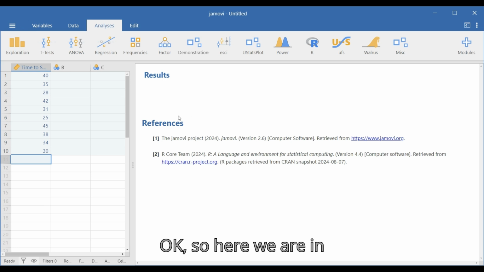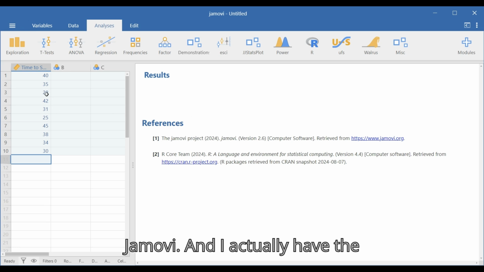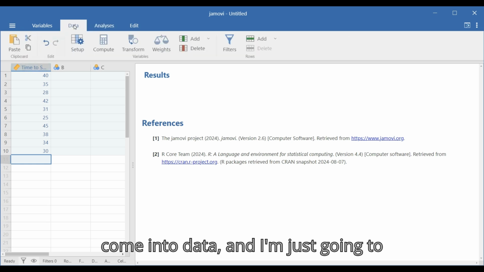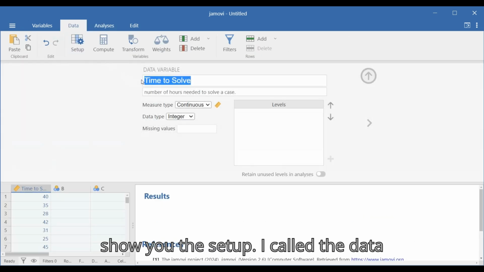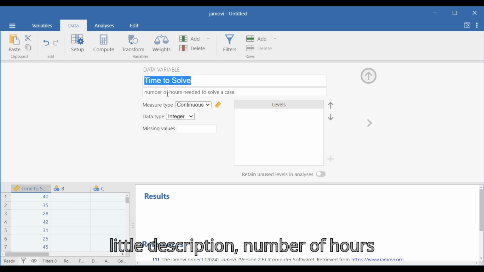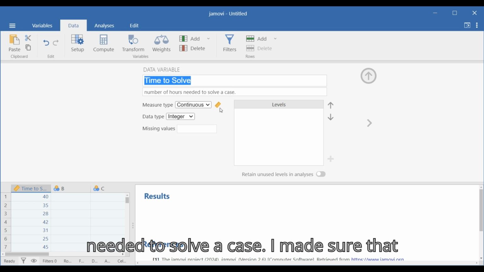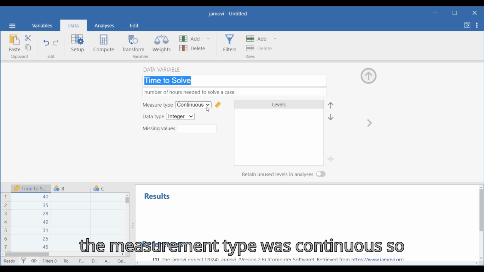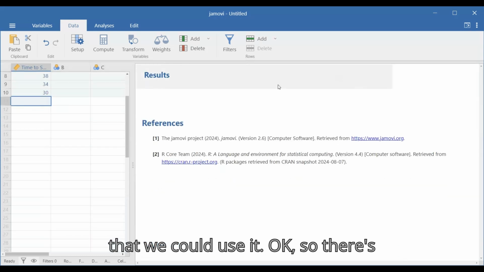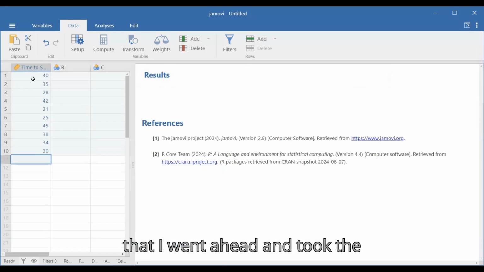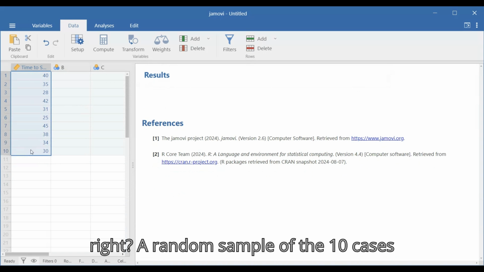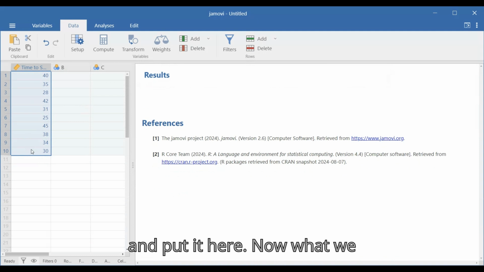Okay, so here we are in Jamovi, and I actually have the time to solve over here. So I'm going to come into data, and I'm just going to show you the setup. I called the data variable time to solve, and I gave it a little description, number of hours needed to solve a case. I made sure that the measurement type was continuous so that we could use it. I went ahead and took the 10 cases at random, right? A random sample of the 10 cases and put it here.